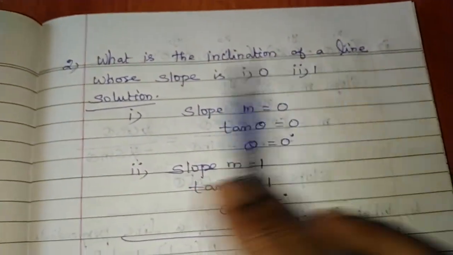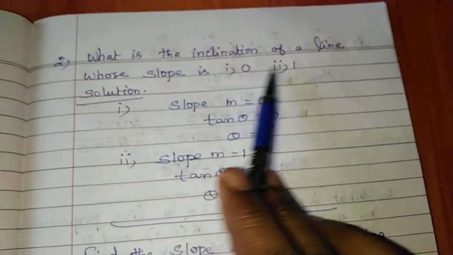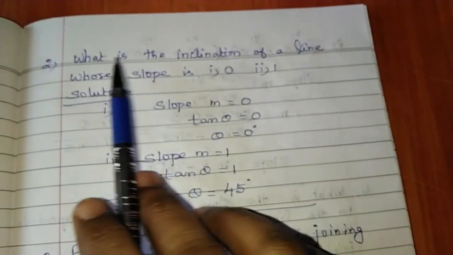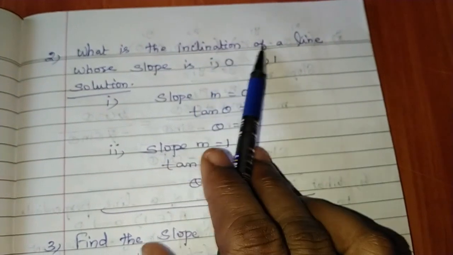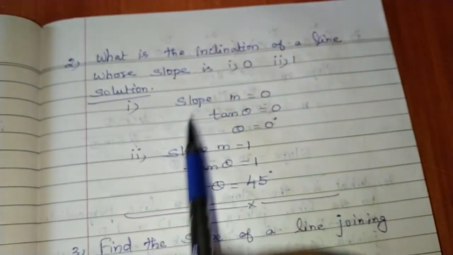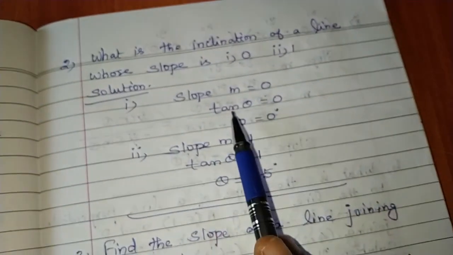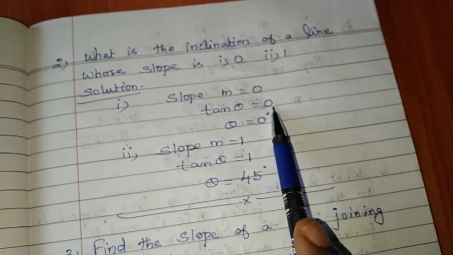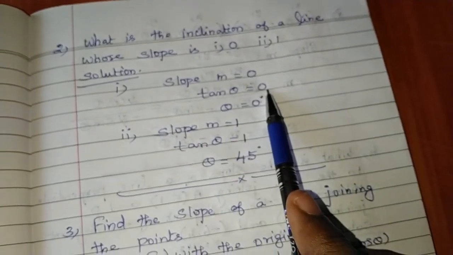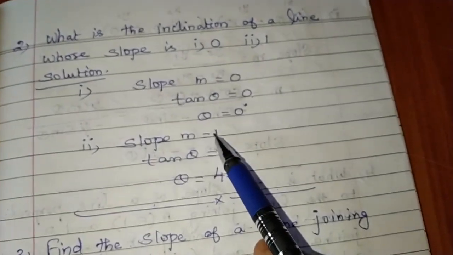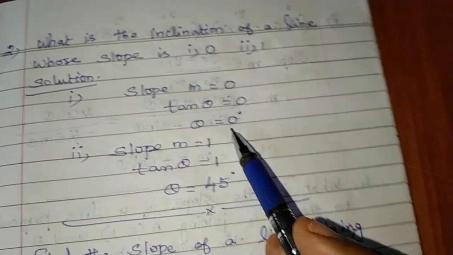Second sum. What is the inclination of the line whose slope is 0, 1 given? See here, slope is given, we want to find the angle. Inclination of the line means we want to find the angle. Slope m equal to 0 means tan theta equal to 0. Tan theta equal to 0 means what is the angle? Theta equal to 0 degree.